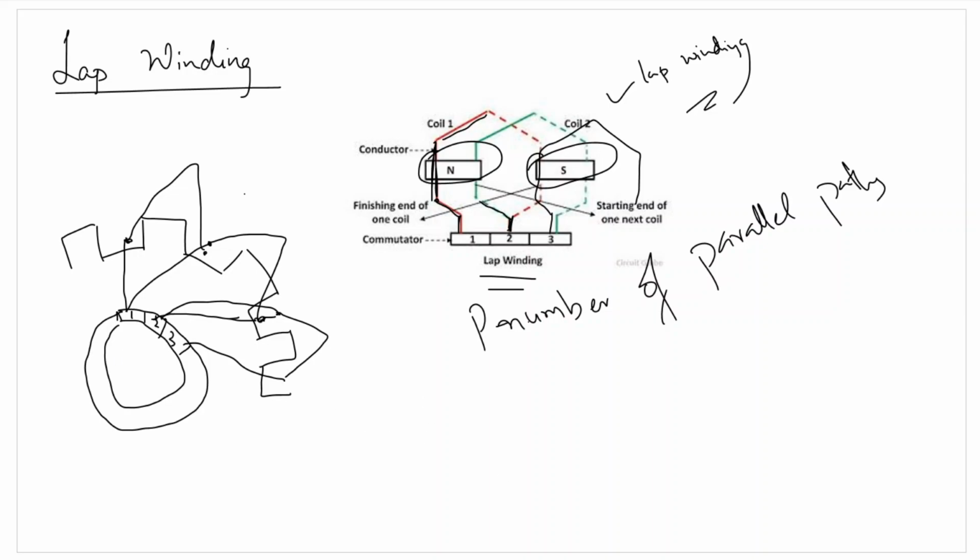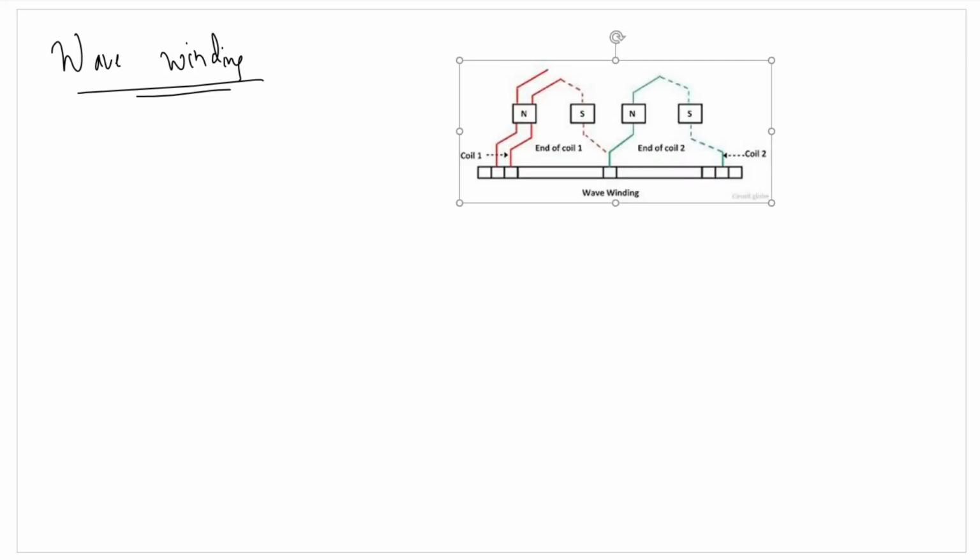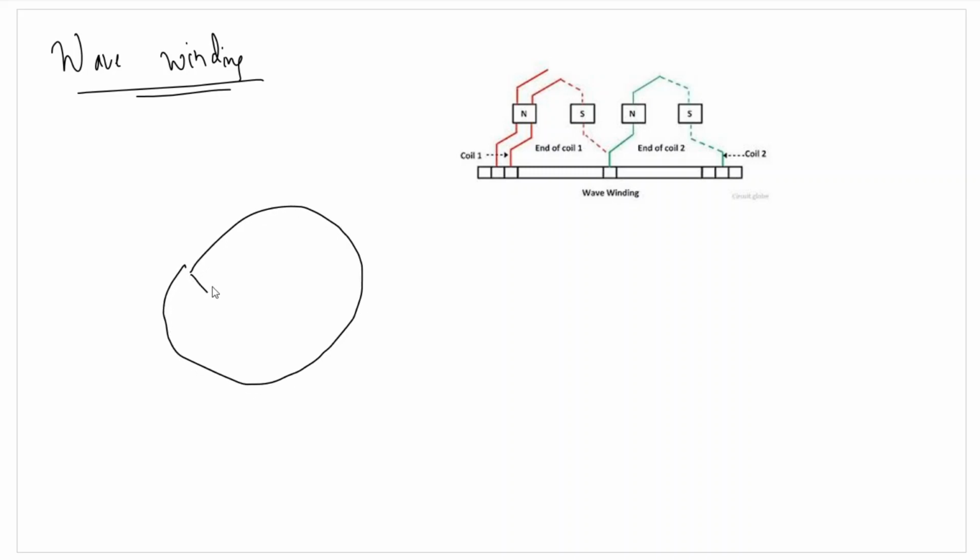The second type of winding is the wave winding. In case of a wave winding, again we can see this is a commutator roughly.